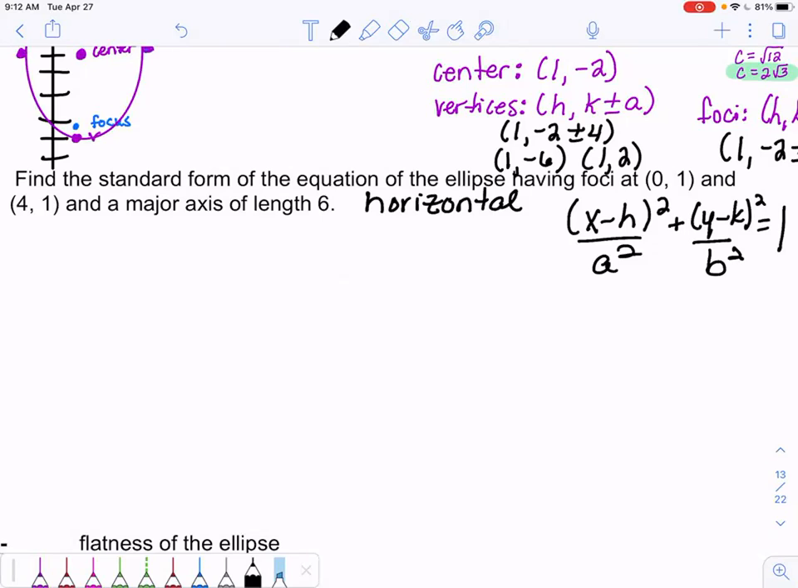So what else could we do? We know it's horizontal. Peter? Yeah, so he's saying the K value, since this number here is 1, that's going to be the value of K because the Y isn't changing. It's the X that is changing. So we would know that the K value is 1.